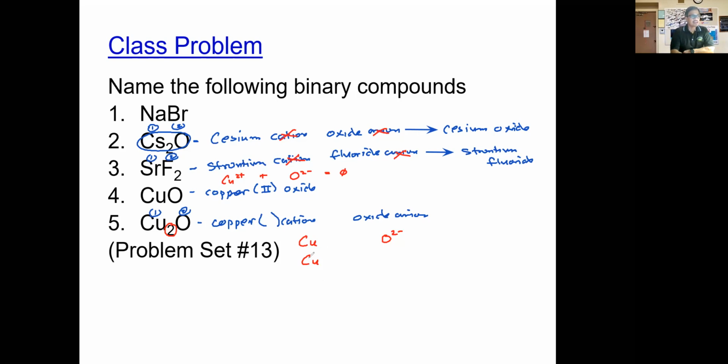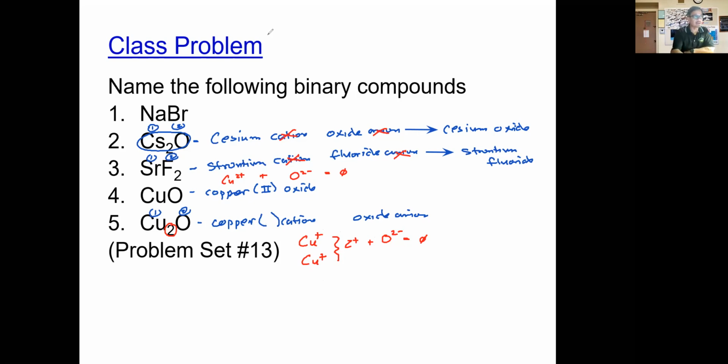So together both of them must have a 2+ charge, because that's the only way we're going to get a zero-sum charge. That means each one of these has to split this positive 2 charge. So hopefully you recognize then that each one of these will have a +1. So each copper ion is a +1.